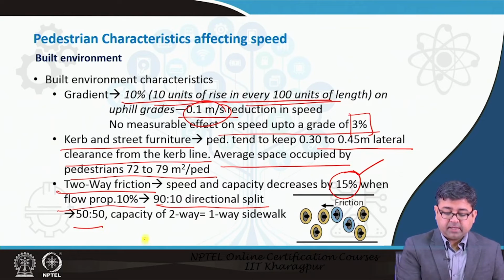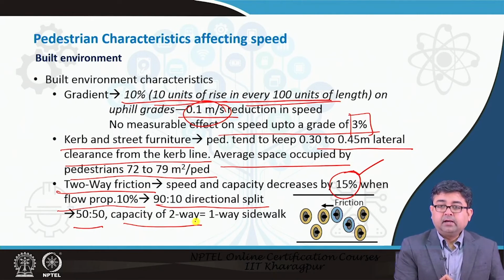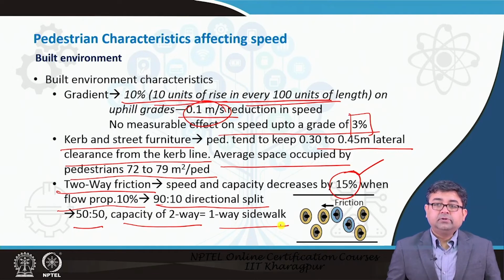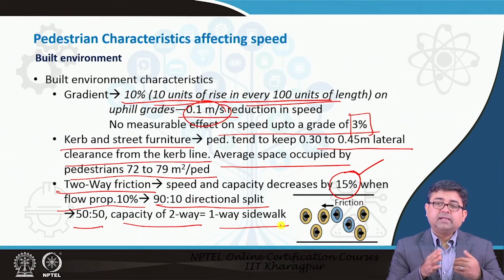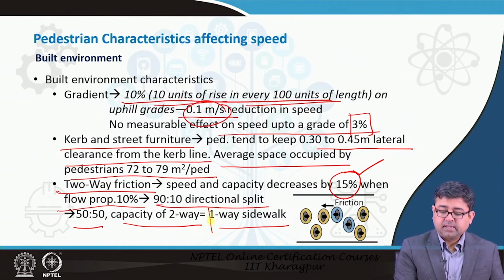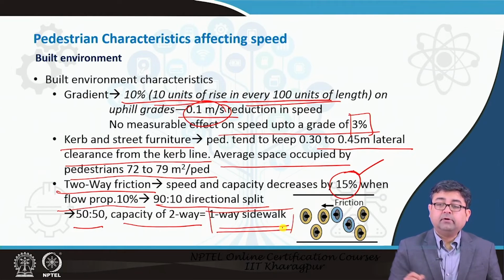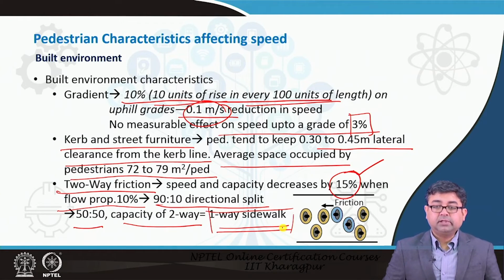At 50-50, capacity of a two-way facility is equal to a one-way sidewalk facility. So, if you have 50% of the people walking in one direction and 50% of the people walking in the other direction, it is as good as having a one-way sidewalk, right. That is, the capacity of a two-way sidewalk is as good as a one-way sidewalk. So, it reduces the speed, and causes a reduction in the capacity as well.